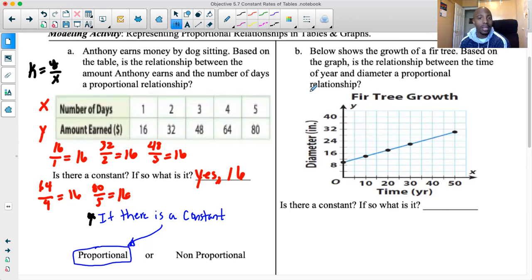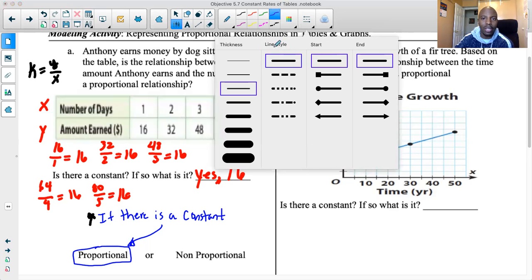But proportional may not only mean it creates a straight line. So let's look at what's going on between the diameter and the time of year of this particular tree. We see when no year has passed by, it was already a diameter of about 10, right? And you're probably like, well, how did you get that, Sorbo? How do you know that that number is 10?